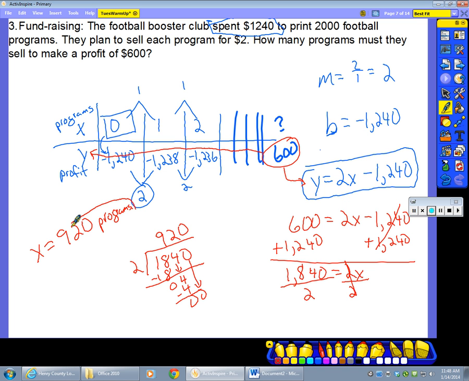In other words, there might be a better way to do a fundraiser, because that's a lot of programs just to make $600. All right, that's it.